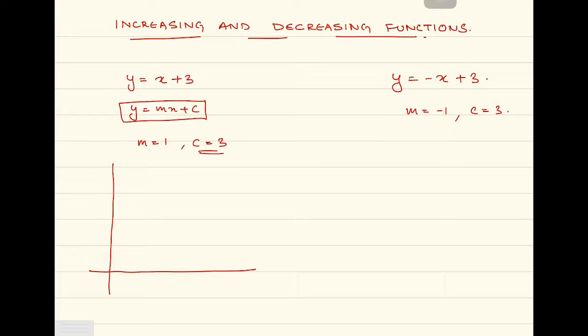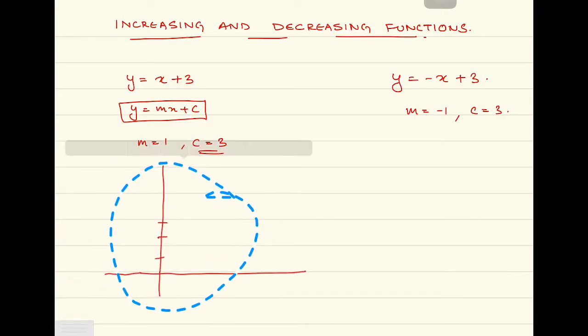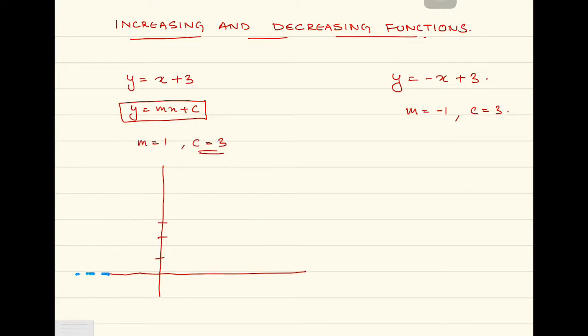The y-intercept is 3, that means 1, 2 and 3. This is the y-intercept and the slope is 1, and if the slope is 1, the line makes a 45-degree angle with the x-axis, because tan 45 equals 1, isn't it? So I need to draw a straight line which passes through y equals 3 here and makes a 45-degree angle like this. Did you understand? So this is the line that we are talking about in the first case, okay?